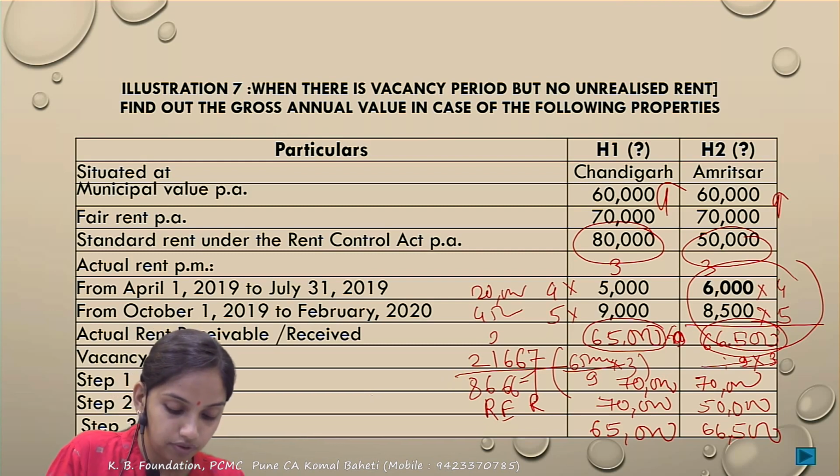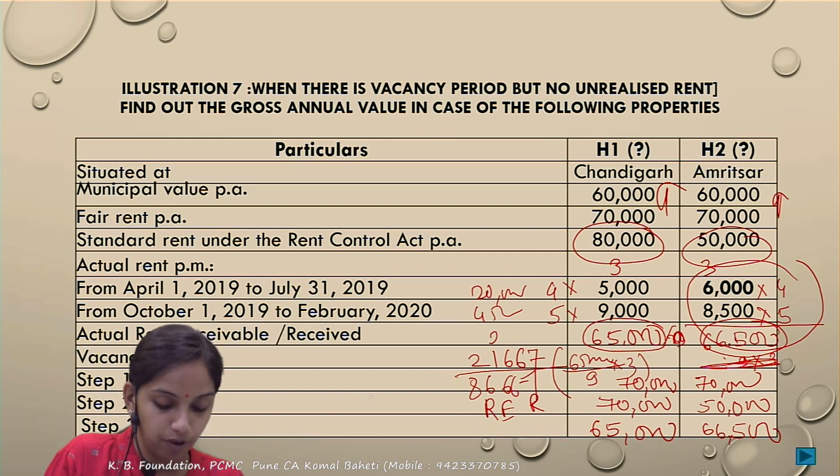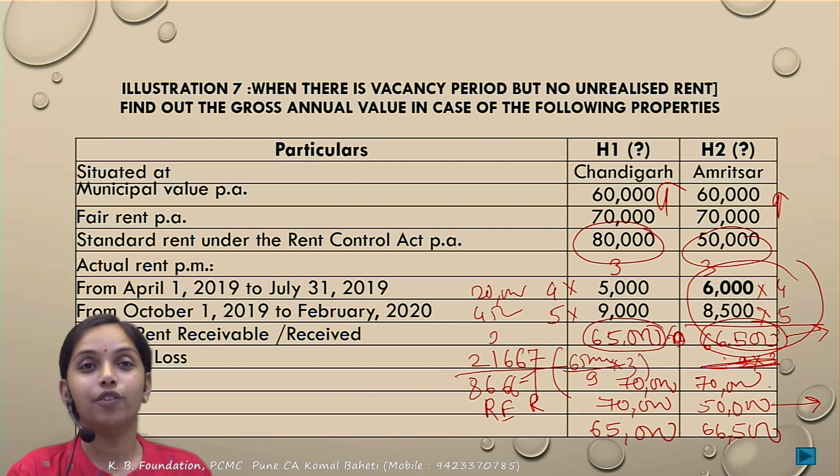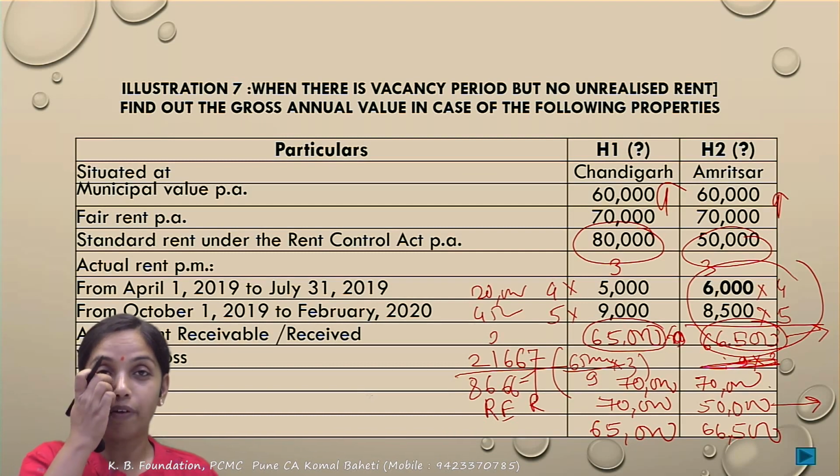Next, I need to calculate the vacancy loss. But step 1 answer is 70,000. Step 2 answer is 50,000. Correct. As the actual rent receivable is higher than the reasonable expected rent, vacancy loss add करके देखने की no need. Directly the actual rent would become the GAO. No need to add back the vacancy loss. Are you clear with it?